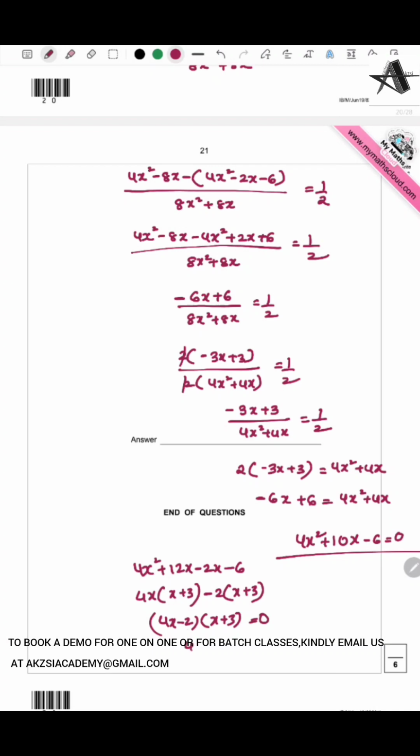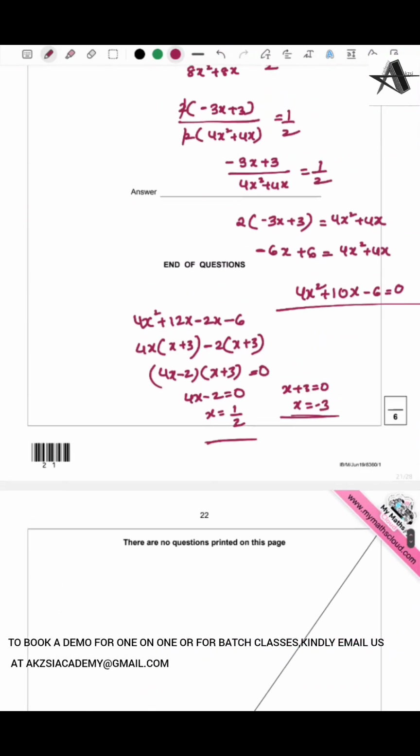From here, 4x minus 2 equals 0, so x is equal to half, and x plus 3 is equal to 0, so x is negative 3. So the two values of x are half and negative 3.